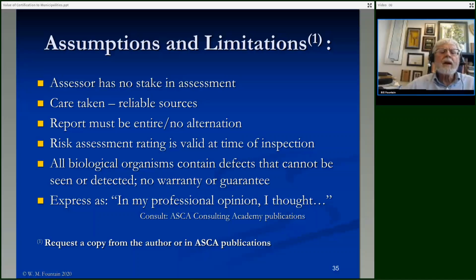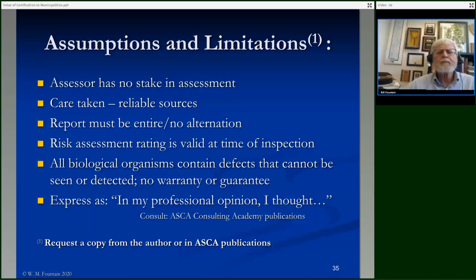They state a number of different things, and just briefly, that I, the assessor, have no stake in the assessment. In other words, I've assessed this tree, I've determined that you need to take it down, but I'm not going to make any money off of the removal of this tree. I'm not going to be involved in taking the tree down. A Southern expression is, I don't have a dog in that fight. I don't care whether you take it down or not. My recommendation, my strong encouragement is for that tree to be removed, or for the mitigation activities to take place on that tree.